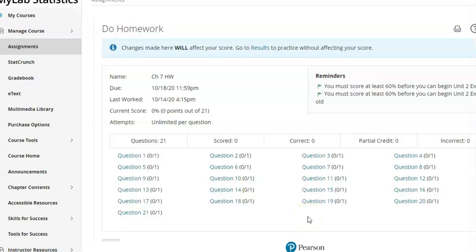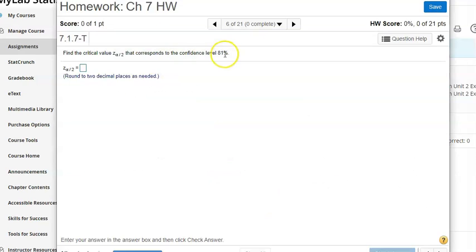The next thing I want to do is go through a few of the homework problems for this week. I know these are kind of challenging this week. Remember, if you went through the confidence intervals part 1 assignment in StatCrunch, you should be able to do all of these problems using those StatCrunch procedures. This is finding a critical value for a confidence level of 81%.